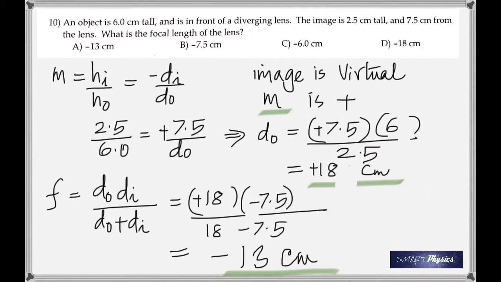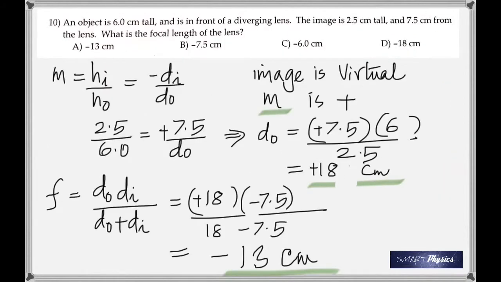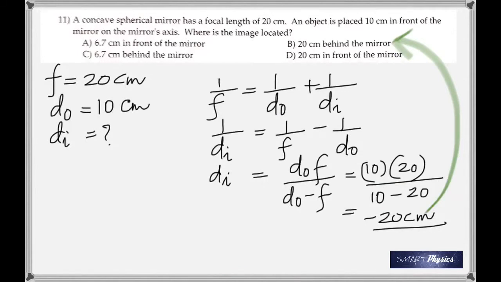Well, in the next question, it's a concave spherical mirror having a focal length of 20 centimeter. An object is placed 10 centimeter in front of the mirror on the mirror's axis. Where is the image? Direct. A concave mirror has a positive focal length, so it's plus 20. DO is 10. You have to find DI. Direct question where you rearrange and you substitute for DO and F, and you get negative 20 centimeters, showing that it's behind the mirror.